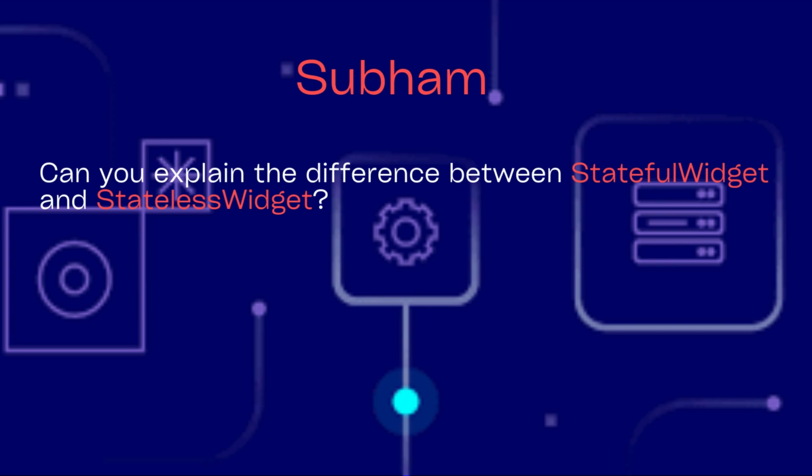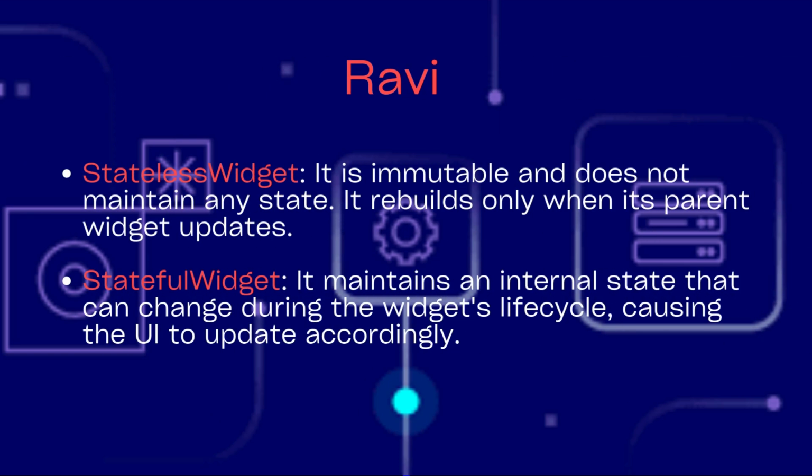Subham: Can you explain the difference between StatefulWidget and StatelessWidget? Ravi: StatelessWidget is immutable and does not maintain any state. It rebuilds only when its parent widget updates. StatefulWidget maintains an internal state that can change during the widget's lifecycle, causing the UI to update accordingly.